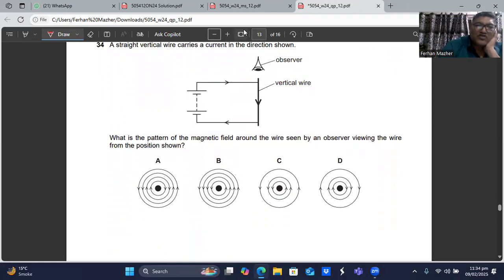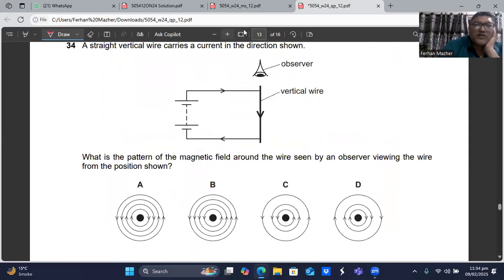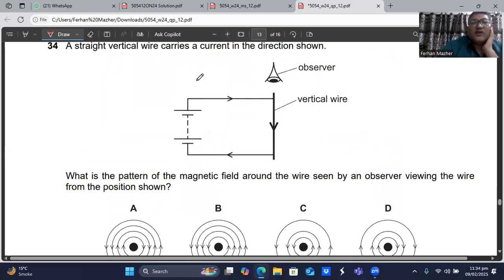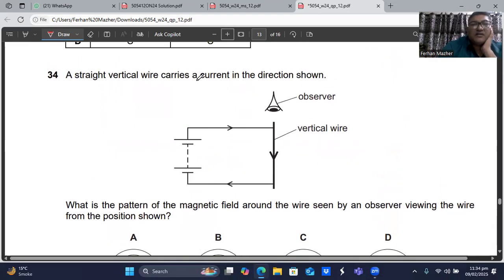So here we have question number 34 coming up on your screen. It says a straight vertical wire carries a current in the direction shown. What is the pattern of the magnetic field around the wire seen by an observer viewing the wire from the top position?